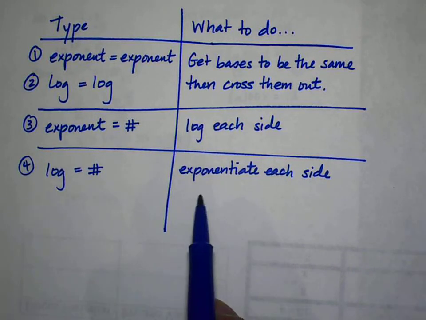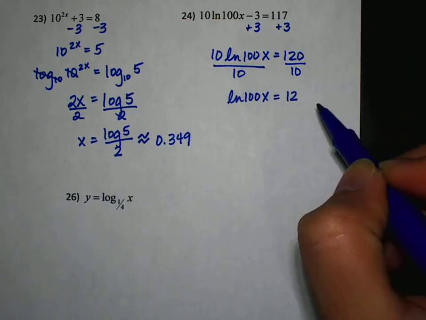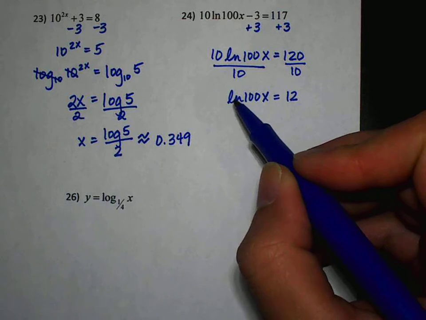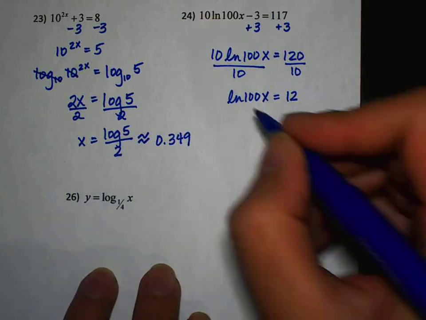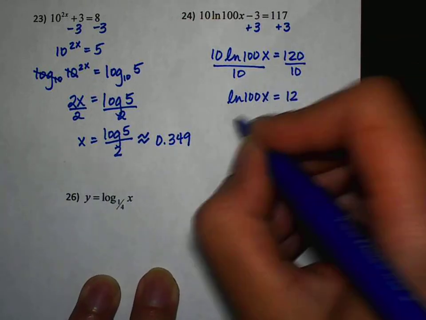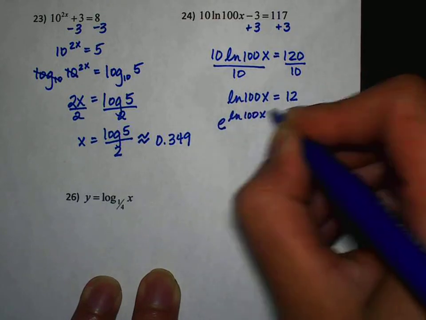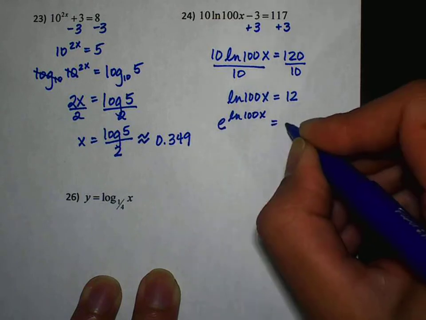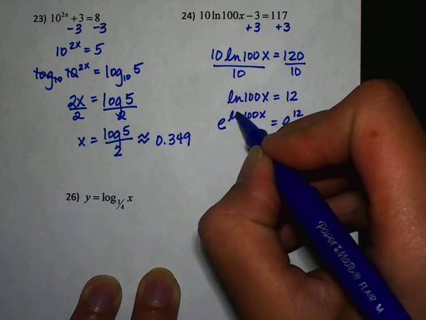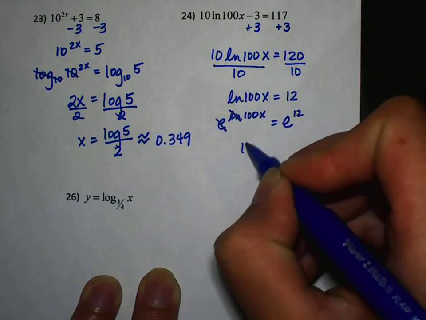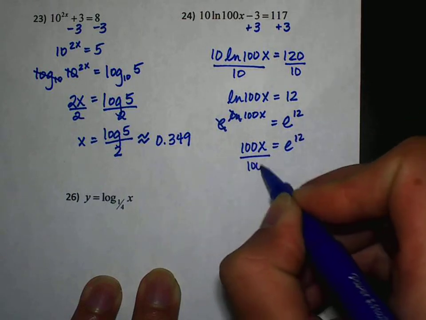Log is equal to a number, so we have to exponentiate each side. Okay, so that means this is actually going to be an exponent. And just as a reminder, if you have a natural log, your base is this imaginary e. So what we have to do is exponentiate each side. So I'm going to say e is my base. e to the natural log of 100x equals, with e as the base on this side as well, e to the 12th. These are right next to each other, so you can cross them out. All I have is 100x on the left. Still have e to the 12th on the right. Divide by 100.